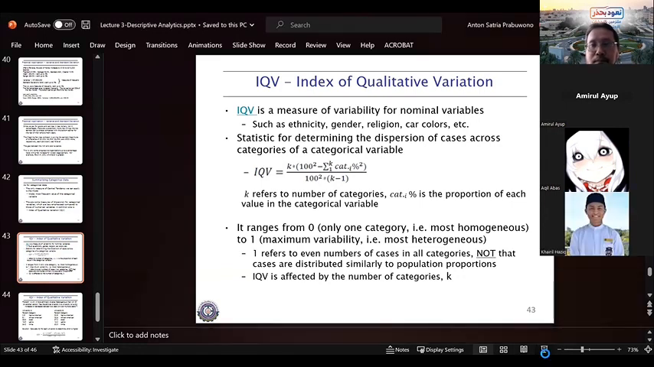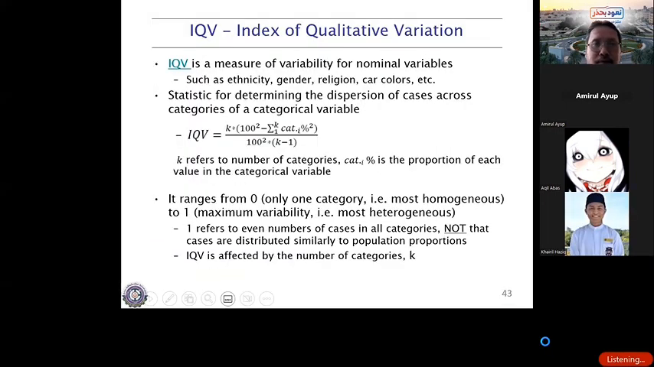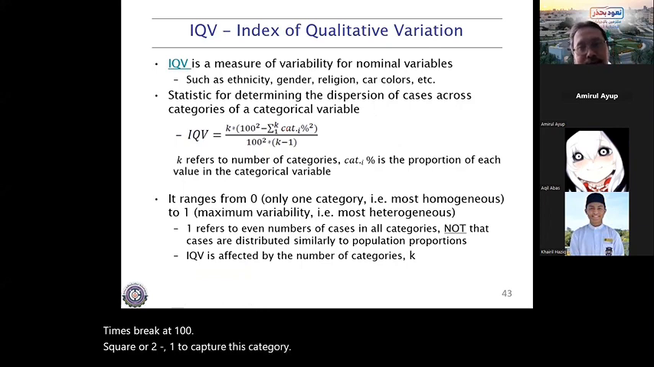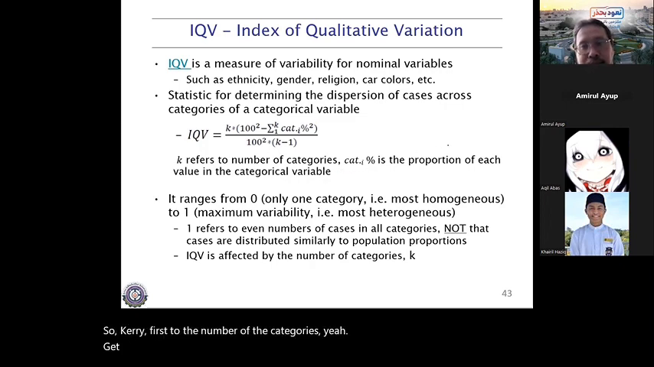Good. So this is the IQV formula: K times the bracket of 100 squared minus the sum from 1 to K of cat i percent squared, over 100 squared times K minus 1. K refers to the number of categories. Cat i percent is the proportion of each value in the categorical variable.